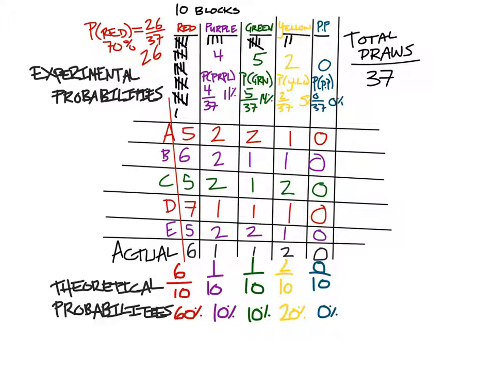All right. So this means that theoretically, before you put your hand in the basket and draw one out, you have these chances of drawing these specific colors from the basket, which is what makes these theoretical probabilities.